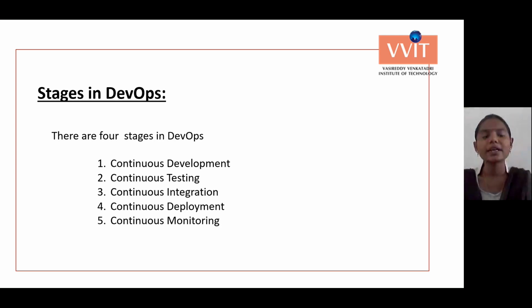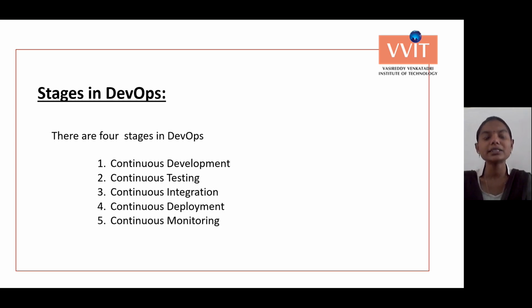Continuous testing. In this stage, the software that is developed is continuously tested for identifying bugs and errors. For continuous testing, we use some automation tools like Selenium, TestNG, JUnit, etc. Continuous integration. This is the stage where the main process occurs. This is the heart of the entire DevOps lifecycle. In this stage, the developer is required to commit changes to the source code more frequently. That means on a daily basis or weekly basis or monthly basis.